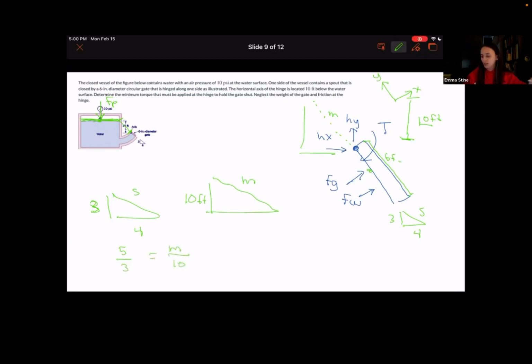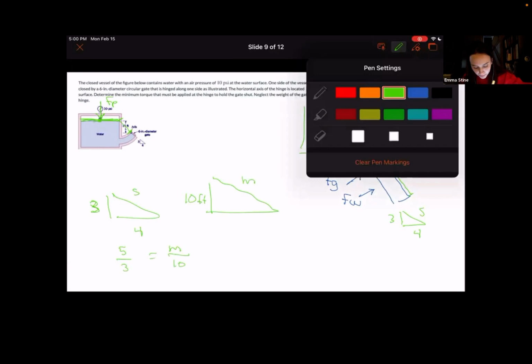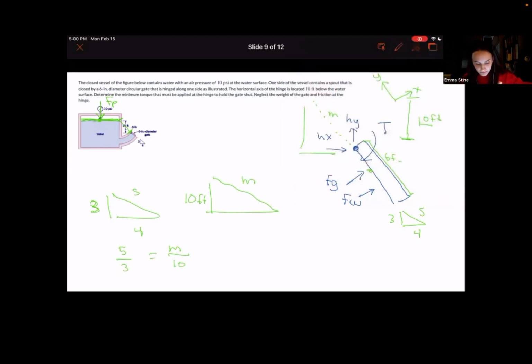This is some geometry. Y'all might be like, I know this. Why are you spending time doing this? So this distance, oh my gosh, my hand is so shaky, is 16.67 feet.